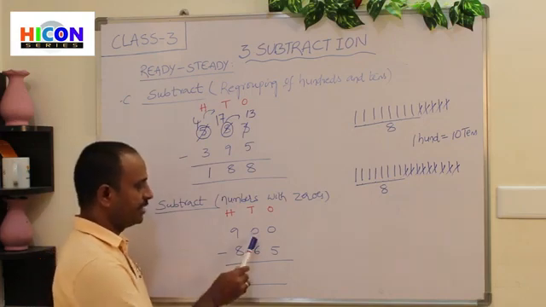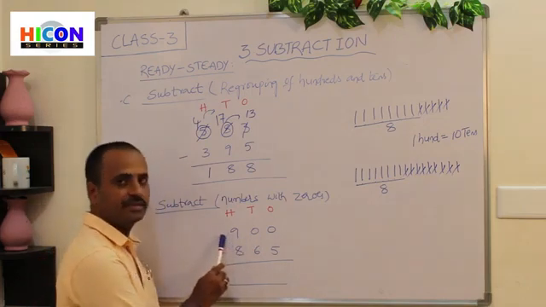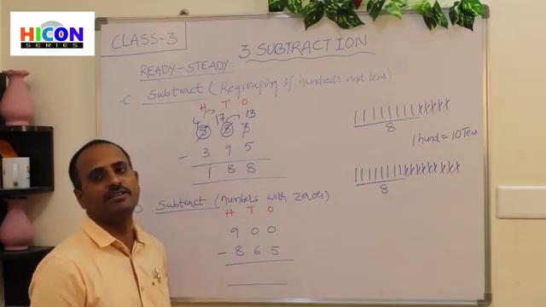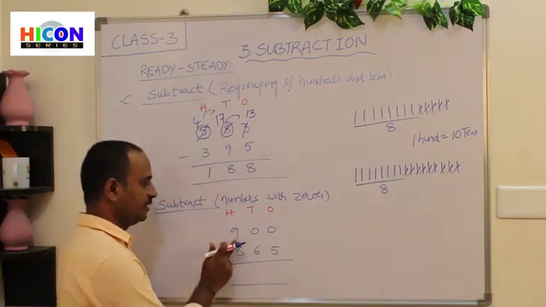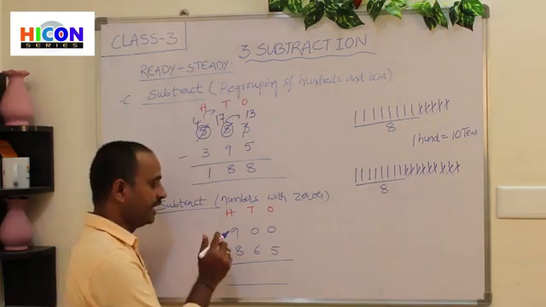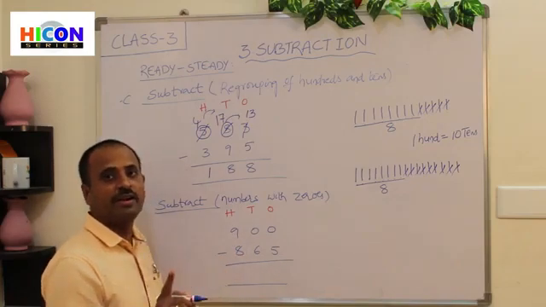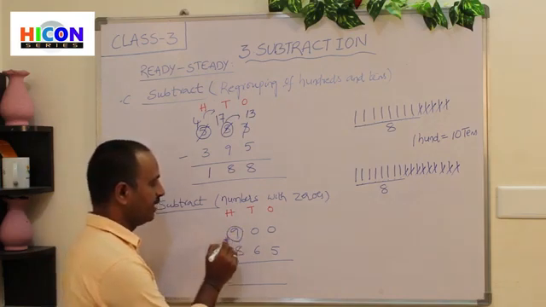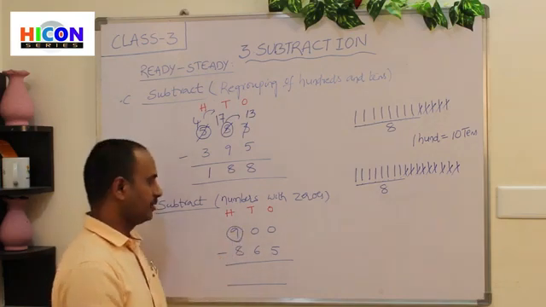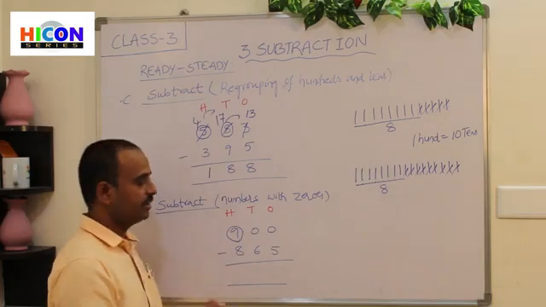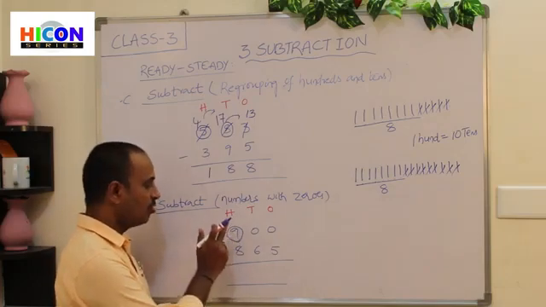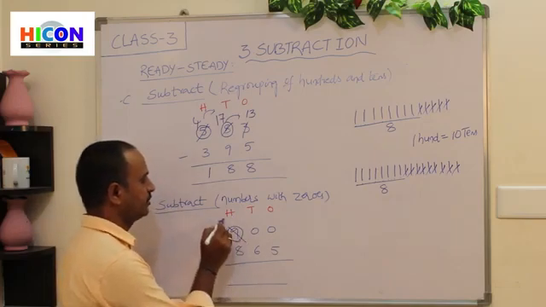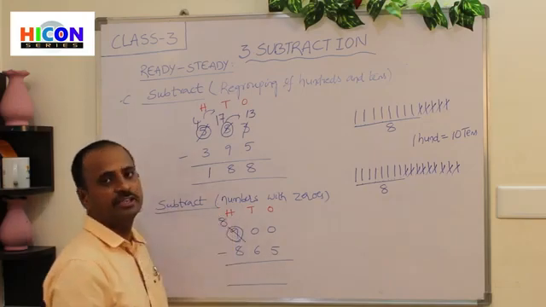What is the next place to tens place? Hundreds place. What is the digit present here? 9. That means there are 9 hundreds. So borrow 100 from 9 hundreds. If you borrow 100 from the 9 hundreds, how many hundreds will be there? There will be 8 hundreds. So write 8 under hundreds place.